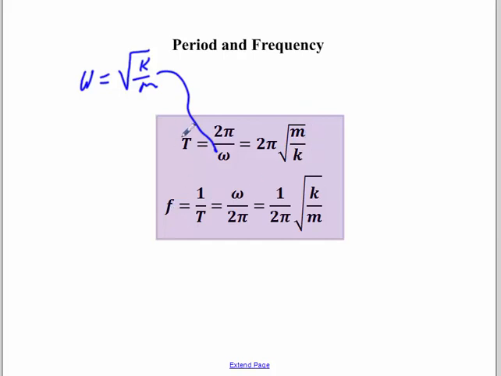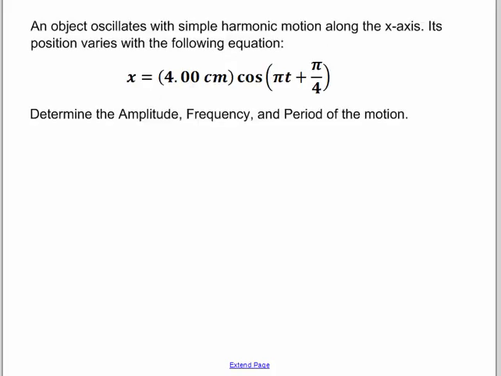Again, we know frequency is 1 over the period, and we can come back to this equation right here too to find the frequency. So if you want to find the period of your system, as long as you know what the mass is and the spring constant, you can find the period, as well as the frequency. Let's get into working a problem or two.